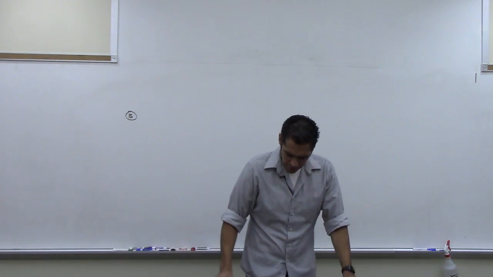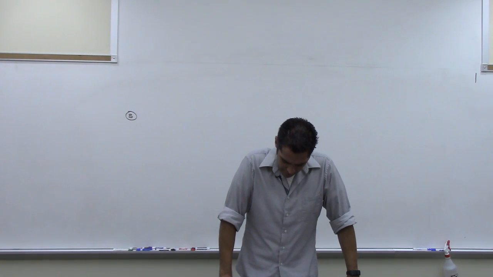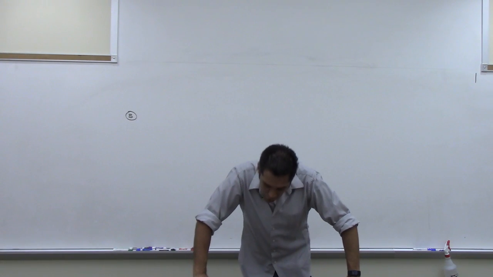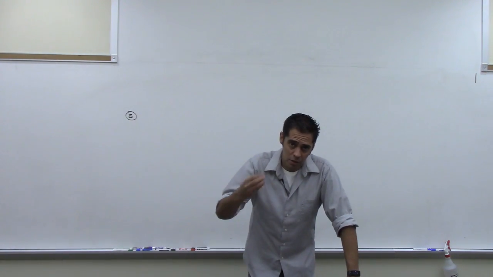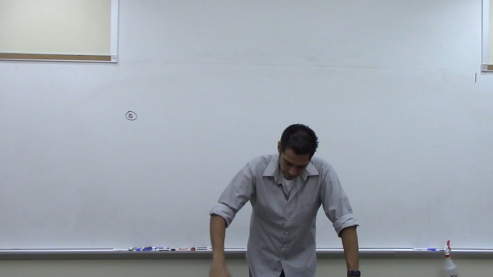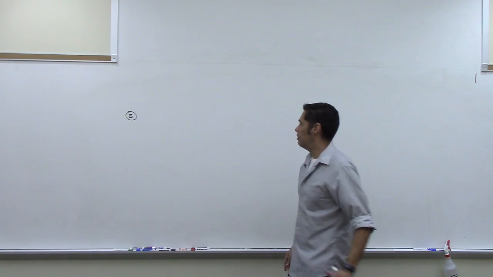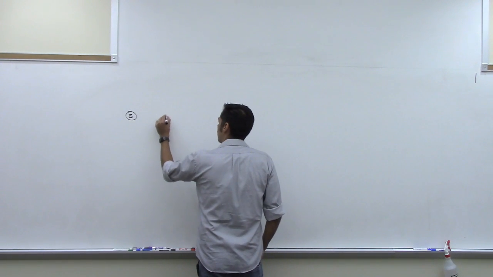A cylindrical tank with a radius of 5 is being filled with water at a rate of 3 cubic meters per minute. Now, when we see cubic meters, we need to be thinking volume. How fast is the height of the water increasing? So, let me try and draw a general picture.